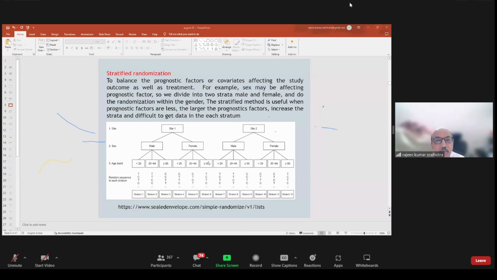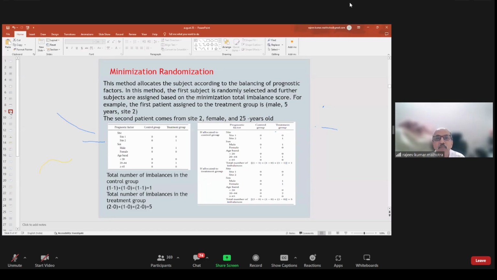Now, there is another, somewhat complicated method called minimization randomization. Minimization randomization is also known as adaptive randomization. What we do here is dynamic randomization. What is the meaning of dynamic randomization here? We don't know the randomization at the start. As the patient comes, we find out whether they will go into a treatment group or a control group. This is generally done by the computer.